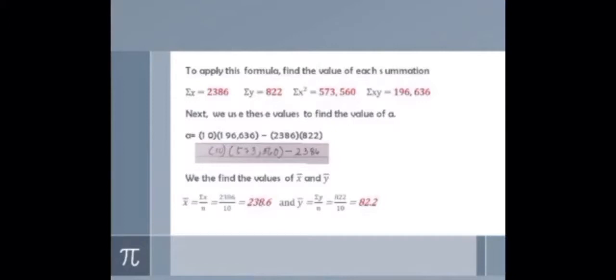So now we define the value of x mean and y mean. So x mean is equal to summation x over n. So kunin mo yung value ng summation of x, which is 2,386 over n, which is 10, and then i-divide mo siya. Magiging result niya is 238.6. So yan yung value ng x mean natin.